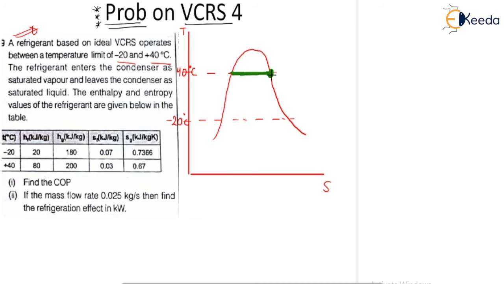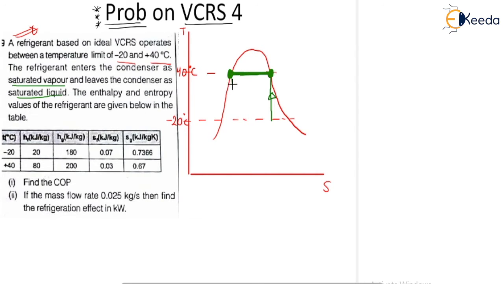This is the entry point of the condenser, and your refrigerant enters into this condenser in saturated vapor form, that means it enters from here. Now it leaves the condenser as saturated liquid. This is the saturated liquid line, so it leaves from here. Okay, my dear friends.